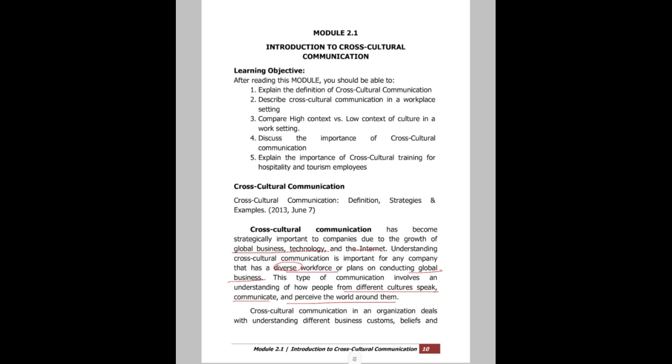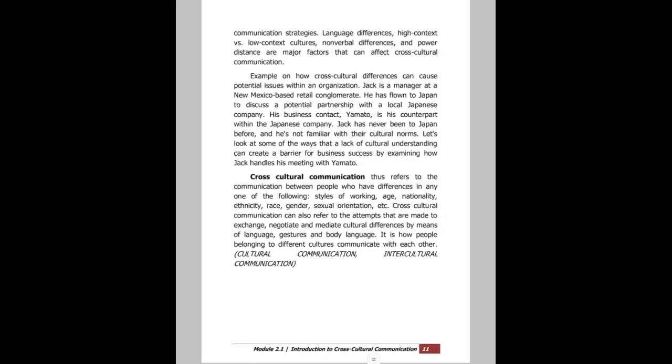Cross-cultural communication in an organization deals with understanding different business customs, beliefs, communication strategies, and so on. In cross-cultural communication, we have the so-called language differences, high context versus low context cultures, non-verbal differences, and power distance. Those are the major factors that affect cross-cultural communication, which later on we will discuss further.